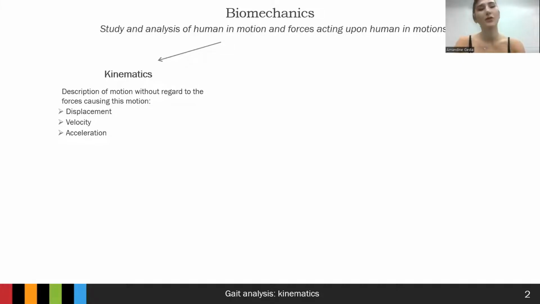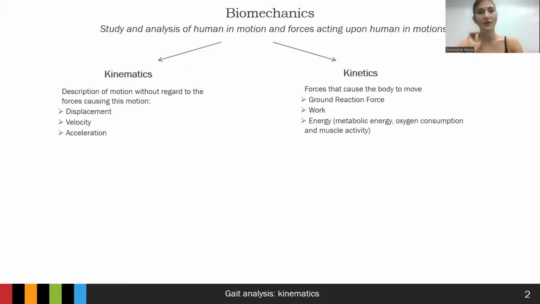But you also need to analyze kinetics, which is the forces that cause the body to move. It includes ground reaction force, work energy, like metabolic energy, oxygen consumption, and muscle activity. But today we're going to focus on kinematics.